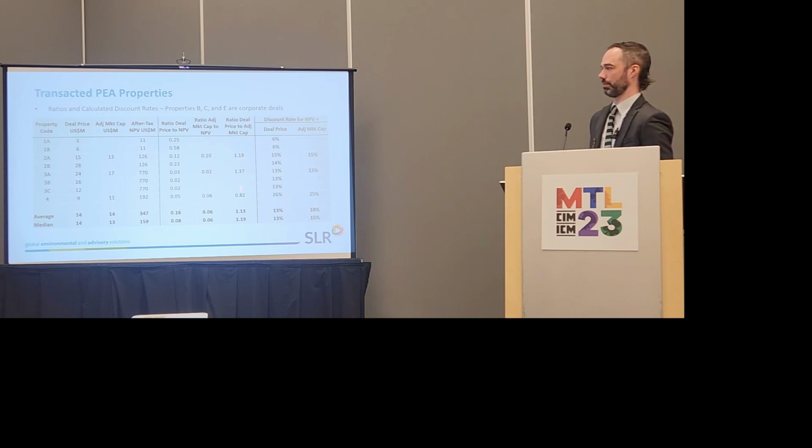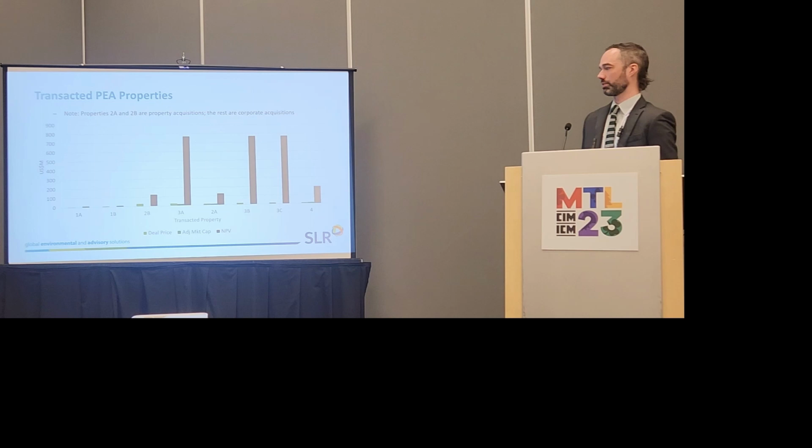And then we also looked a bit at the ratio between the deal price and the adjusted market cap. Those numbers vary based on uncertainty of an announced deal, or they vary based on the option terms analysis that we use to calculate the implied value of the deals in the first place. And then here we take this information and we calculate the discount rate required for the NPV to equal the deal price, or the discount rate required for the NPV to equal the adjusted market cap.